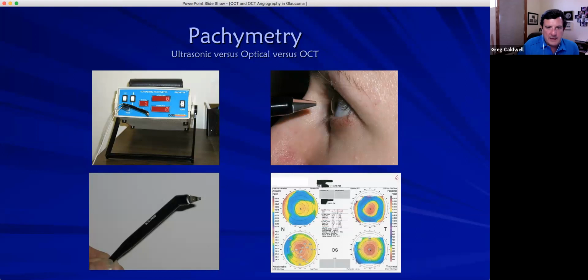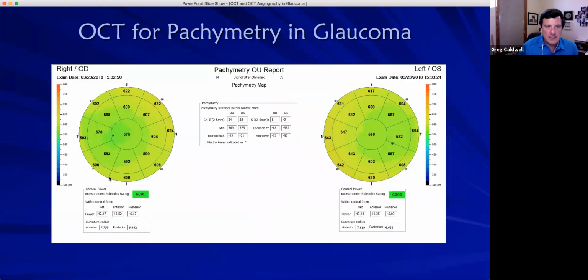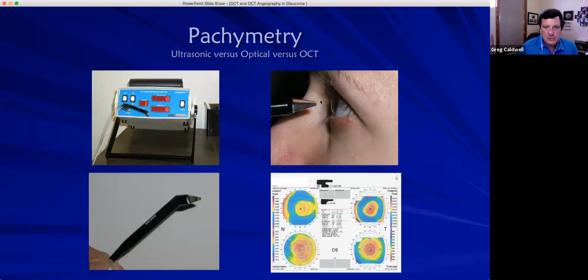So, I think I have a couple images here. So going back to this slide here, you're able to find the thinnest part. You're able to get the central cornea thickness. When you're doing ultrasound, your hands in free space. Down here is another way of doing it through a topography, what's called optical pachymetry.